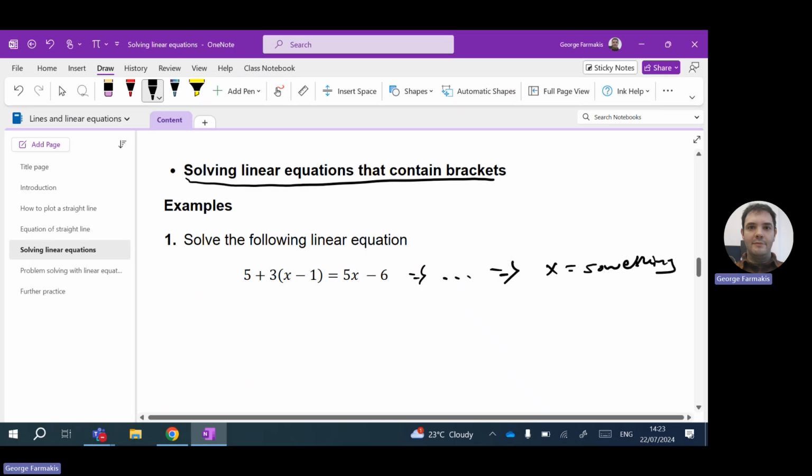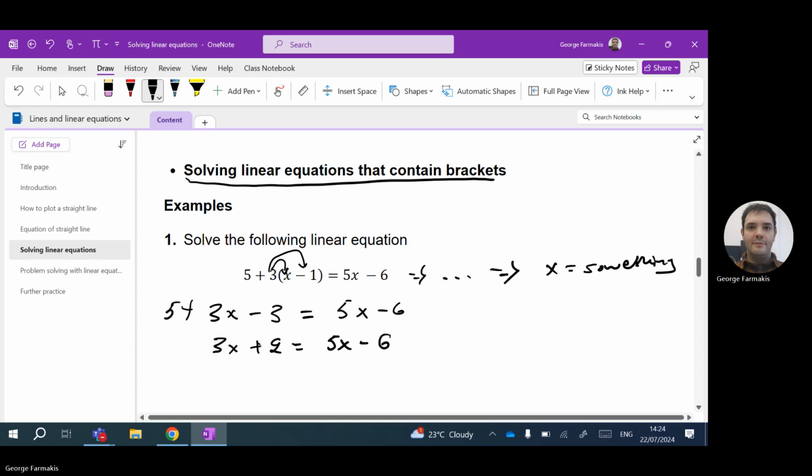If we have brackets, first we expand the brackets. So starting with the equation, we have 5 plus 3 times x, and then 3 times minus 1, minus 3, equals 5x minus 6. Let's collect the unknowns. So 3x, and 5 minus 3 would be 2, equals 5x minus 6.